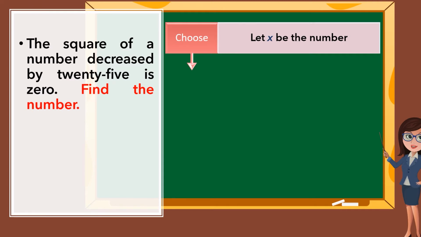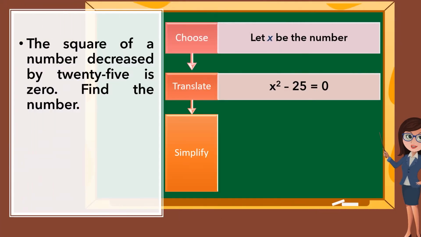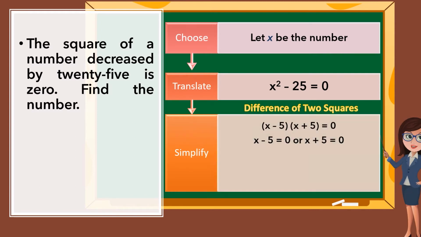Step 2. Translate. Translate into mathematical expressions. From the given statement, the square of a number decreased by 25 is 0. Translated to mathematical expression as x squared minus 25 equals 0. Step 3. x squared minus 25 is an example of difference of two squares. x squared and 25 are perfect squares, so its factors are x minus 5 and x plus 5.